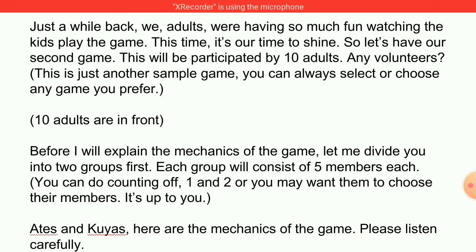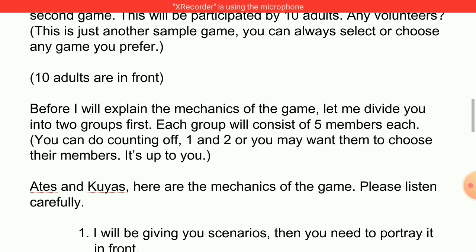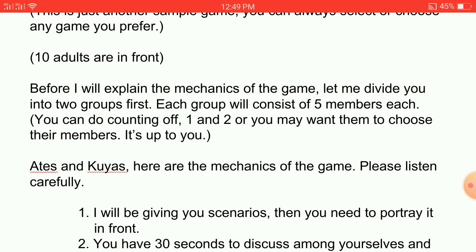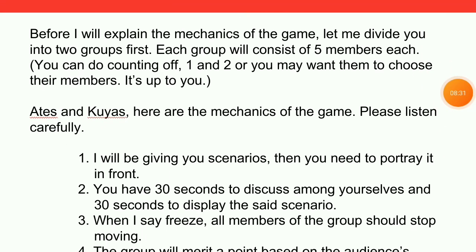So once again, this is just another sample game. You can always select or choose any game you prefer. And then let's assume that 10 adults are already in front. Before I explain the mechanics of the game, let me divide you into 2 groups. Each group will consist of 5 members each. You can do counting off like 1 and 2, or you may want them to choose their members, so it's up to you as the host.